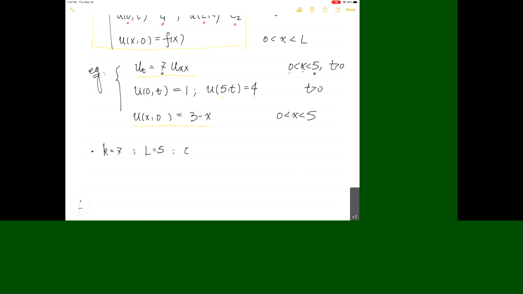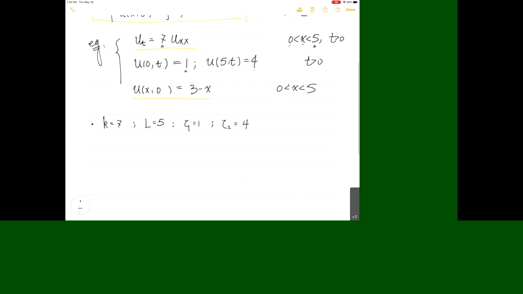So what is tau 1? Tau 1 equals 1. It's the value at the left end, and the value at the right end, tau 2 equals 5. I'm sorry, it's not 5, it's 4. It's 4. Okay, so these are the parameters of this heat equation, and then let's see how to solve it.